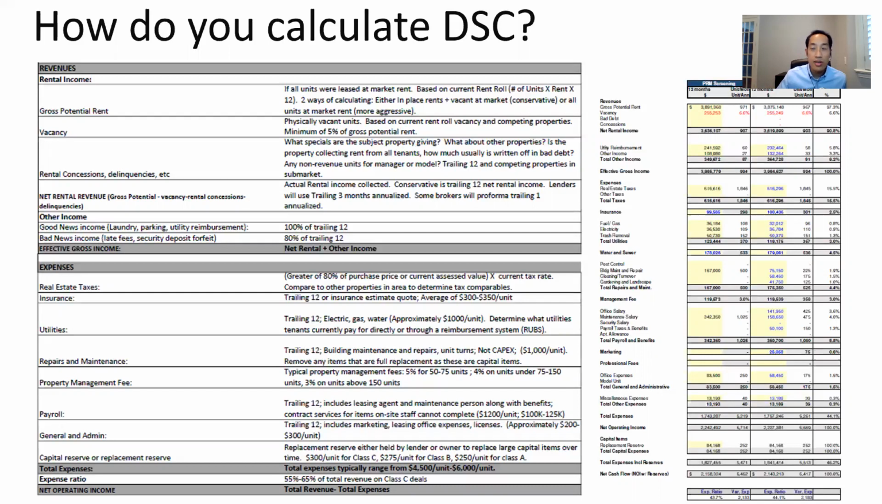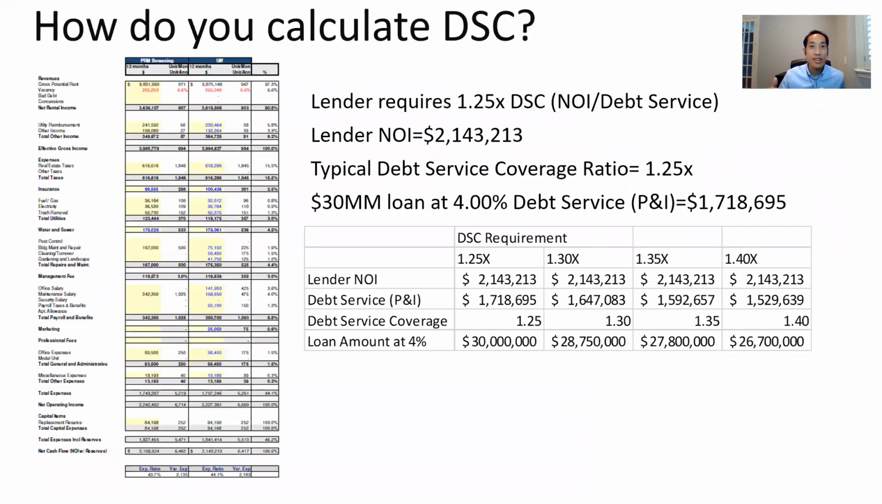Once you get to your NOI, that allows you to back into what the property can actually sustain. Let's take this one for example. The NOI was $2.1 million and a $30 million loan at 4%. The P&I payment, principal and interest payment, was 1.7 million, and that got you a 1.25 debt service.